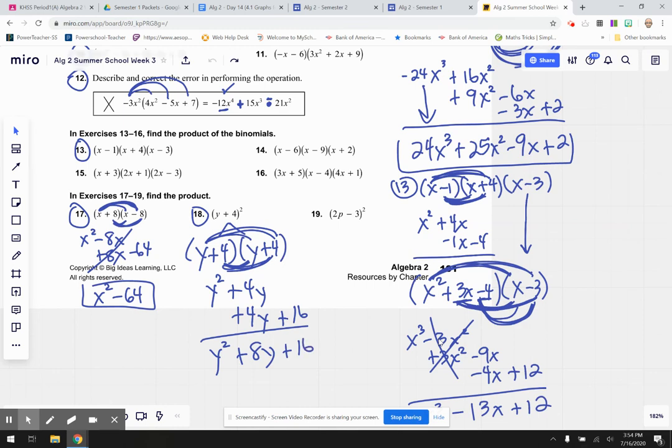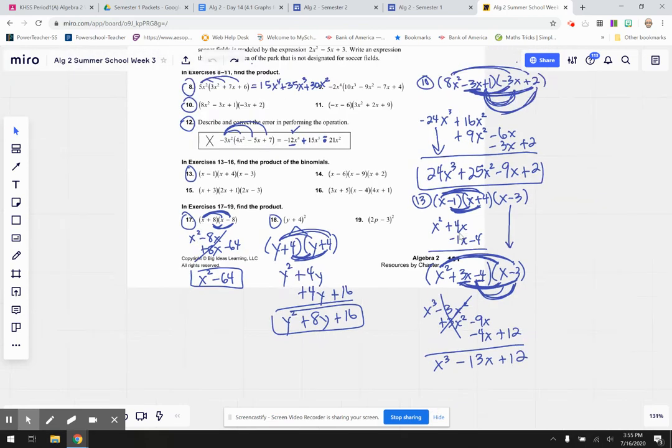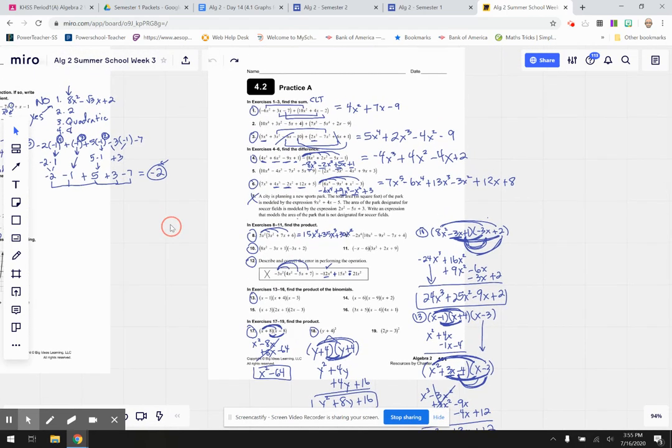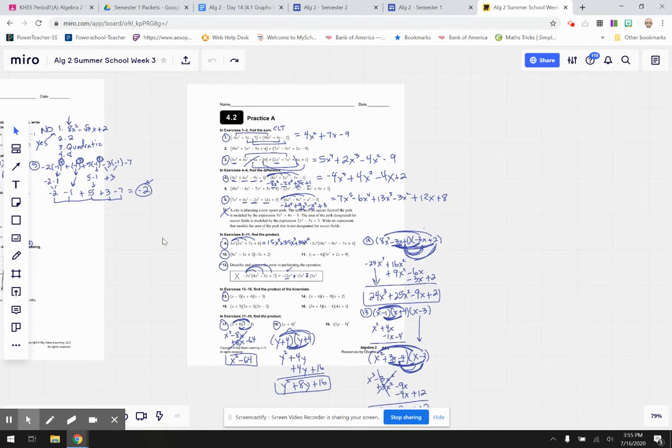Okay, so that would be 4.2. Just working with polynomials. That should be plenty of information to get you through the puzzle of 4.2 puzzle time.